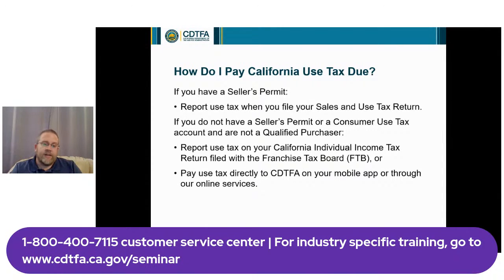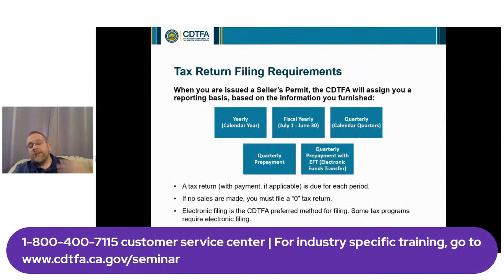So I'm in Sacramento, right? If I used an item I bought out of state or online, I'm supposed to report it at the 8.75% Sacramento sales rate, okay? You can also report it on your FTB income tax, your state income tax. Don't do both, okay? Because FTB just gives that money to us, okay? So that's how you can pay that.